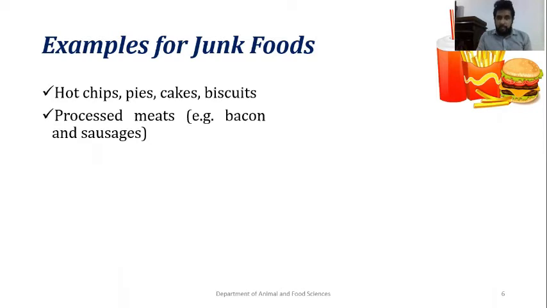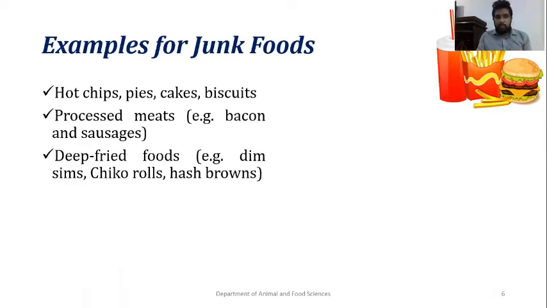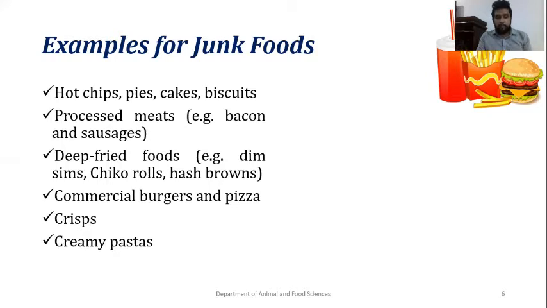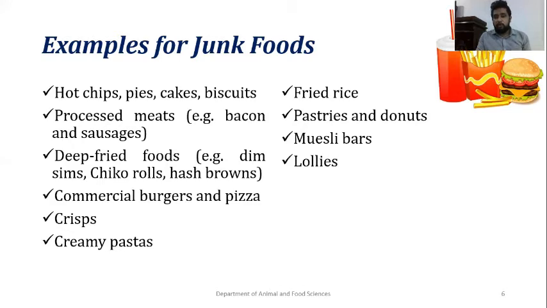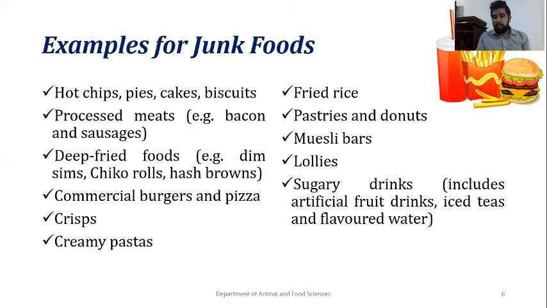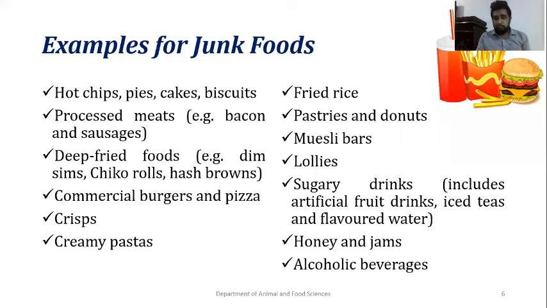And processed meats, bacon and sausages, deep fried foods, and commercial burgers and pizzas, as one student answered, crepes, cream pastas, fried rice, that is highly available in our local scenario, pastries and donuts, muesli bars, lollies, sugary drinks including artificial fruit drinks, iced teas and flavored water, honey and jams, and alcoholic beverages. Okay, so these are called junk. These are common examples for junk foods.